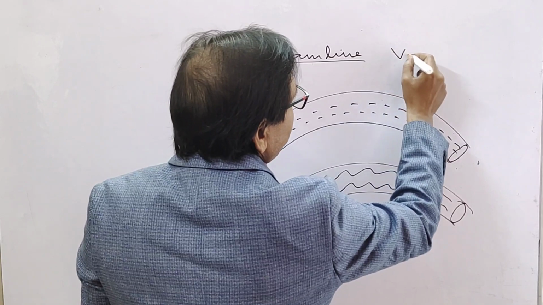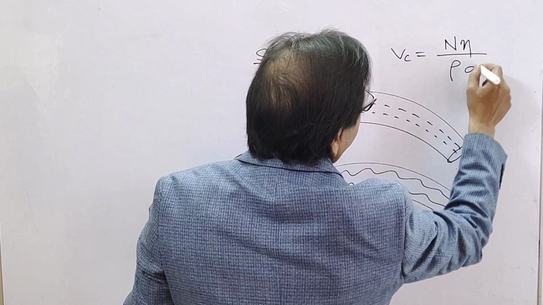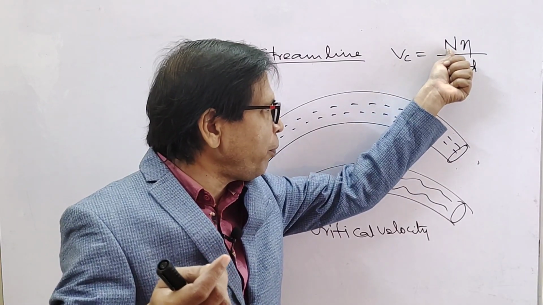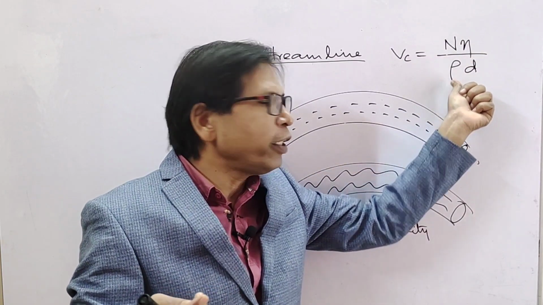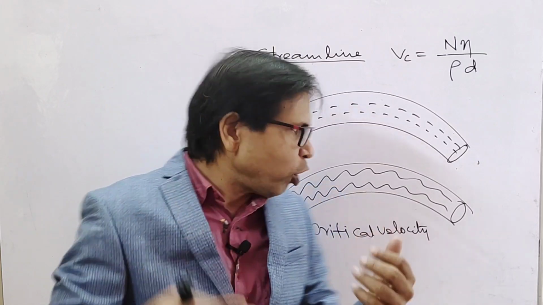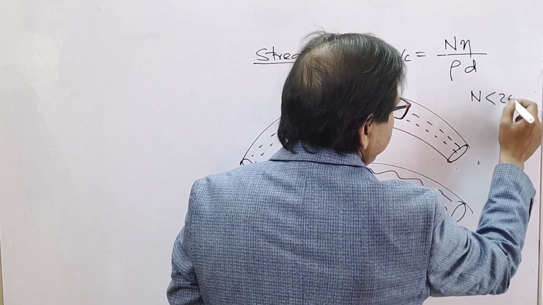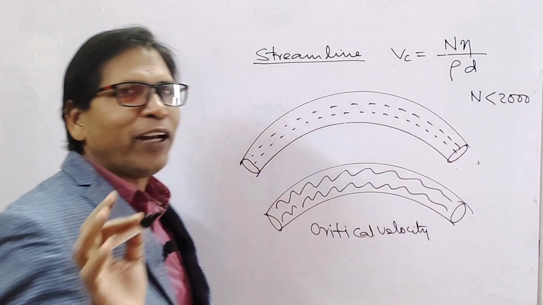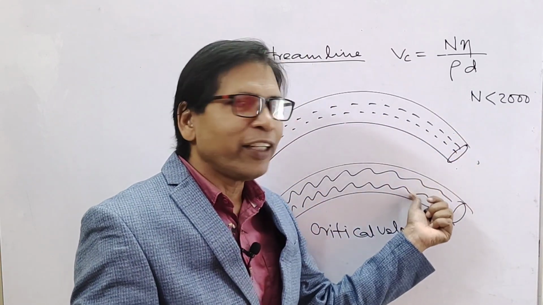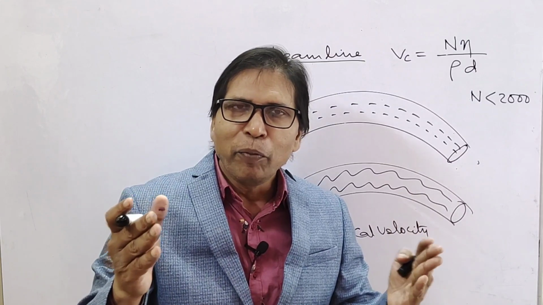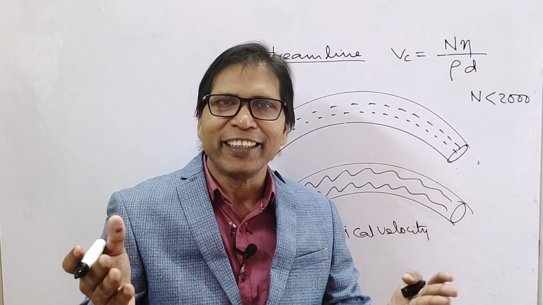The critical velocity Vc is n eta divided by rho d, where n is the Reynolds number, eta is the coefficient of viscosity, rho is the density of the liquid, and small d is the diameter of the pipe. Okay, look at this. When the Reynolds number is less than 2000, the motion is streamlined. When n is greater than 3000, the motion is turbulent. And when n is between 2000 and 3000, the motion is unsteady.